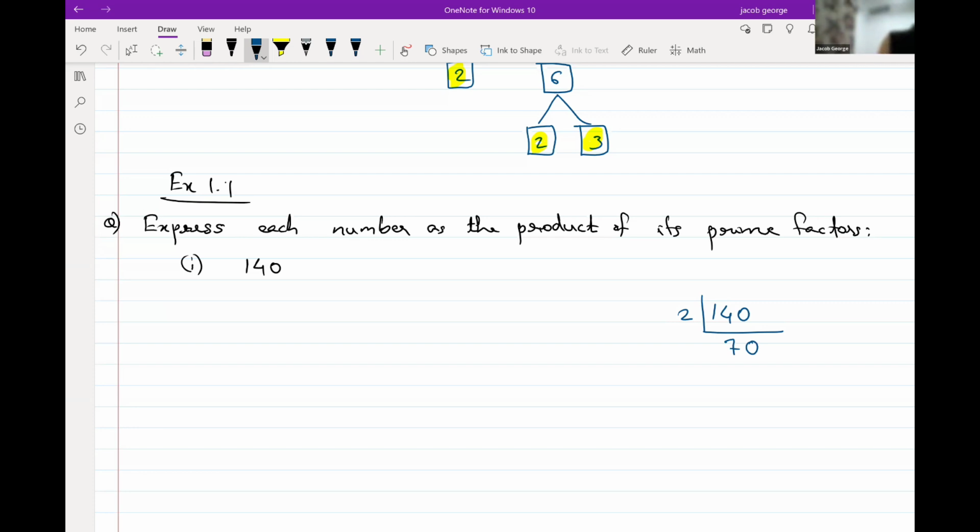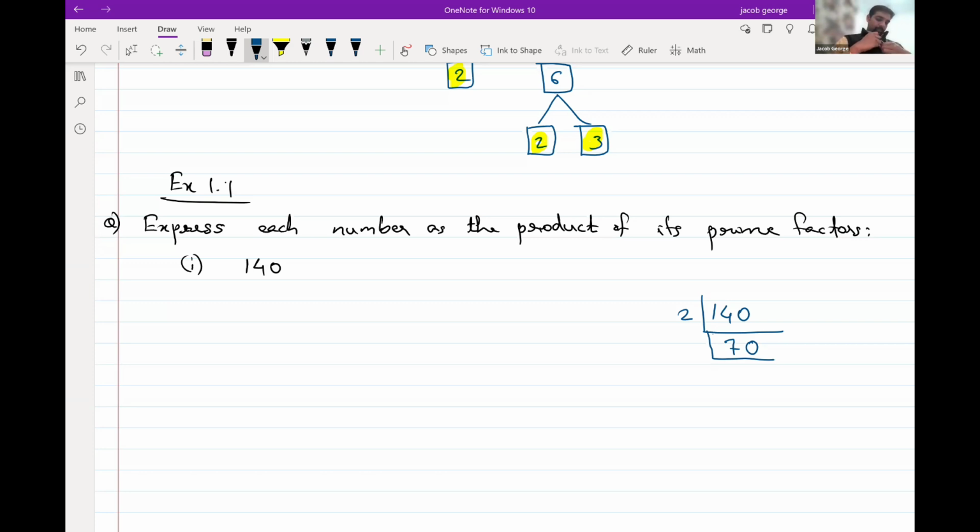So we write 70. Again, when the number ends in an even number, it is divisible by 2. If the sum of the digits is divisible by 3, the number will be divisible by 3. When you add them, if it is divisible by 3, it is divisible by 3. In small classes, you have studied the divisibility check. So the same thing will follow here also.